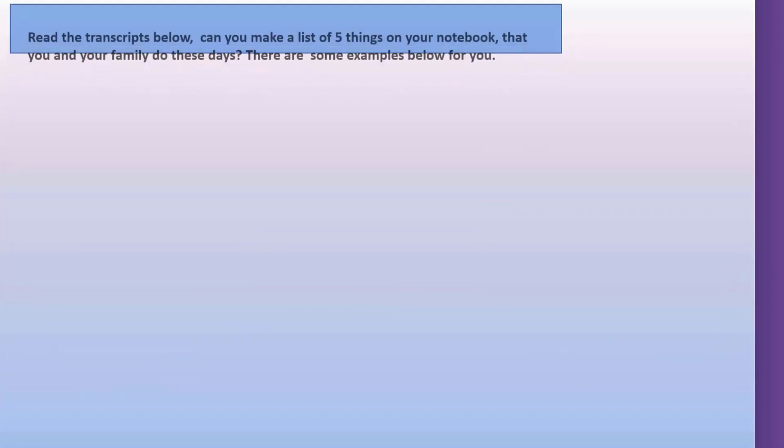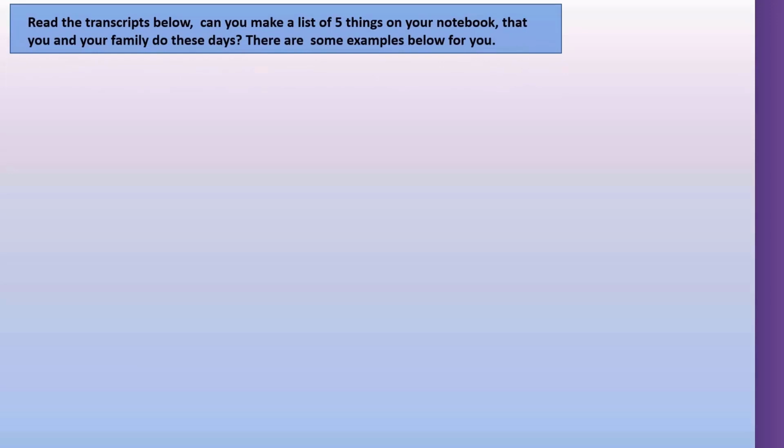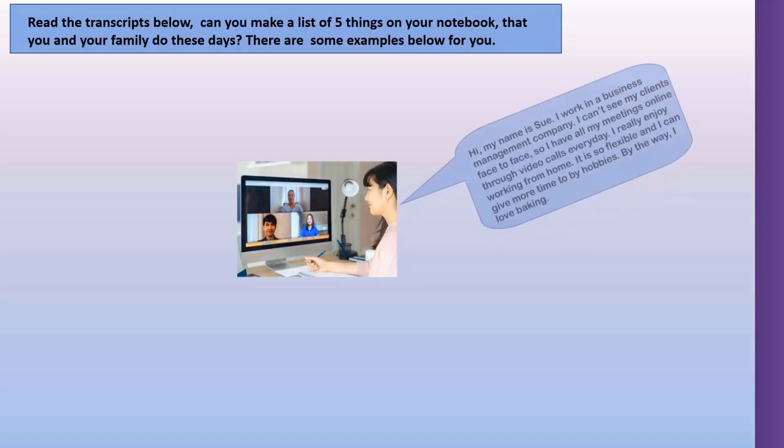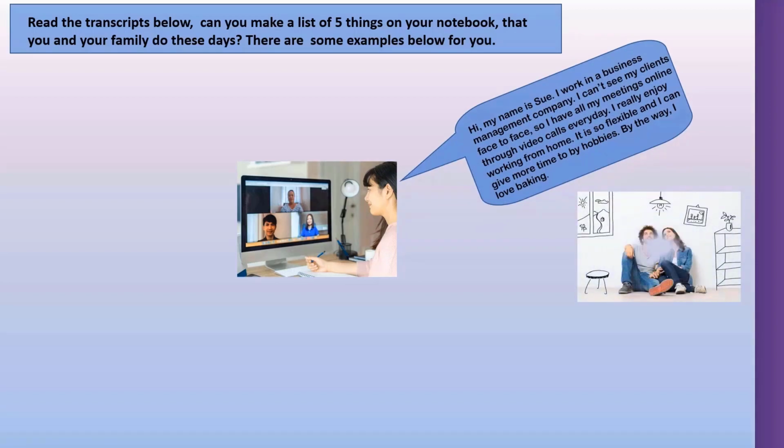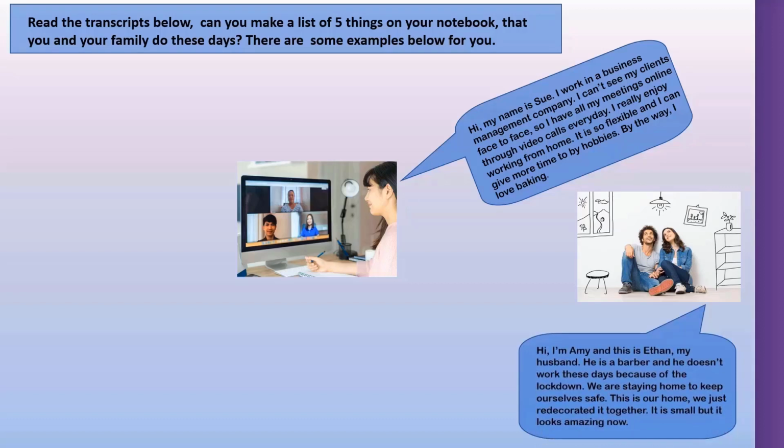Okay, let's do some reading now. Read the transcript below, and can you make a list of 5 things in your notebook that you and your family do these days? Here's the transcript for Sue. And for Amy and Ethan.